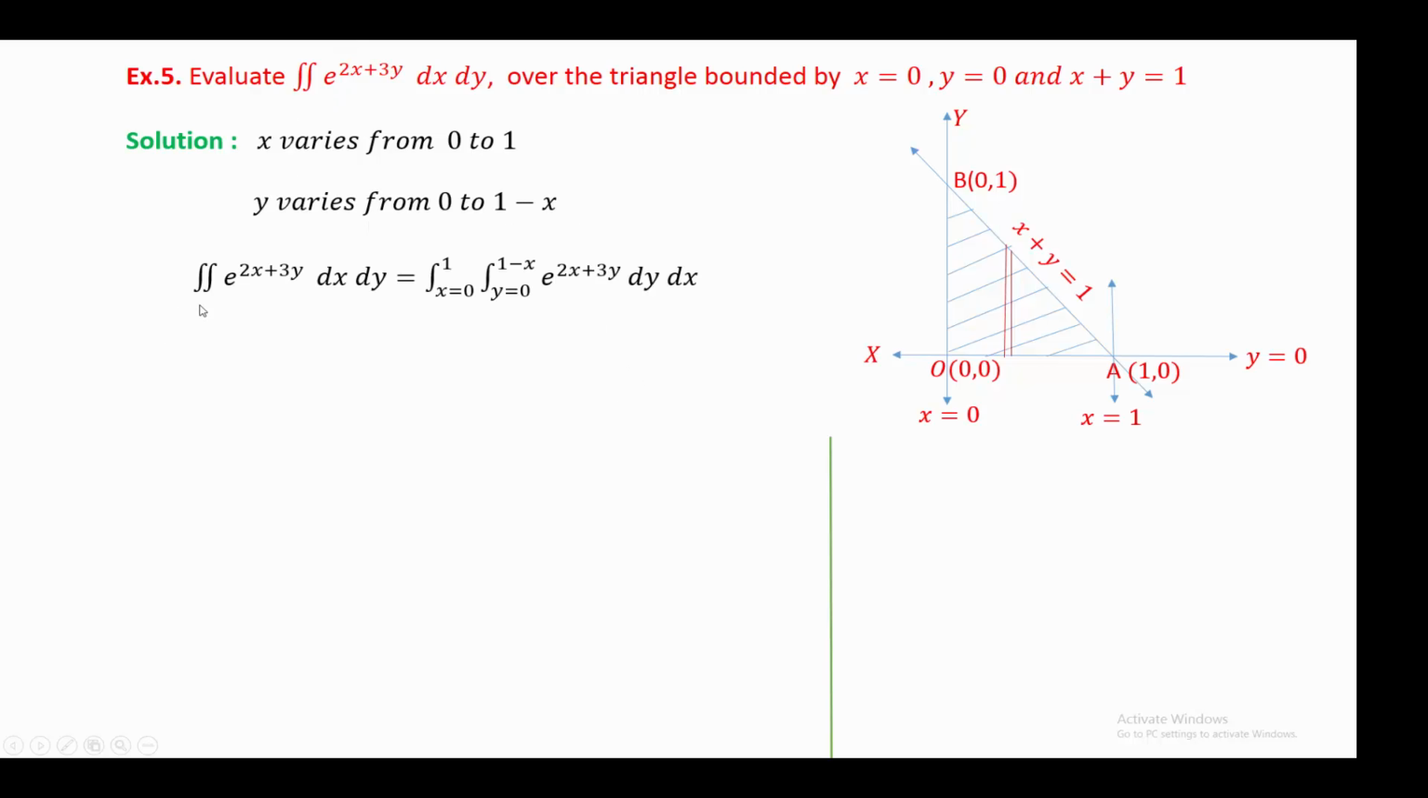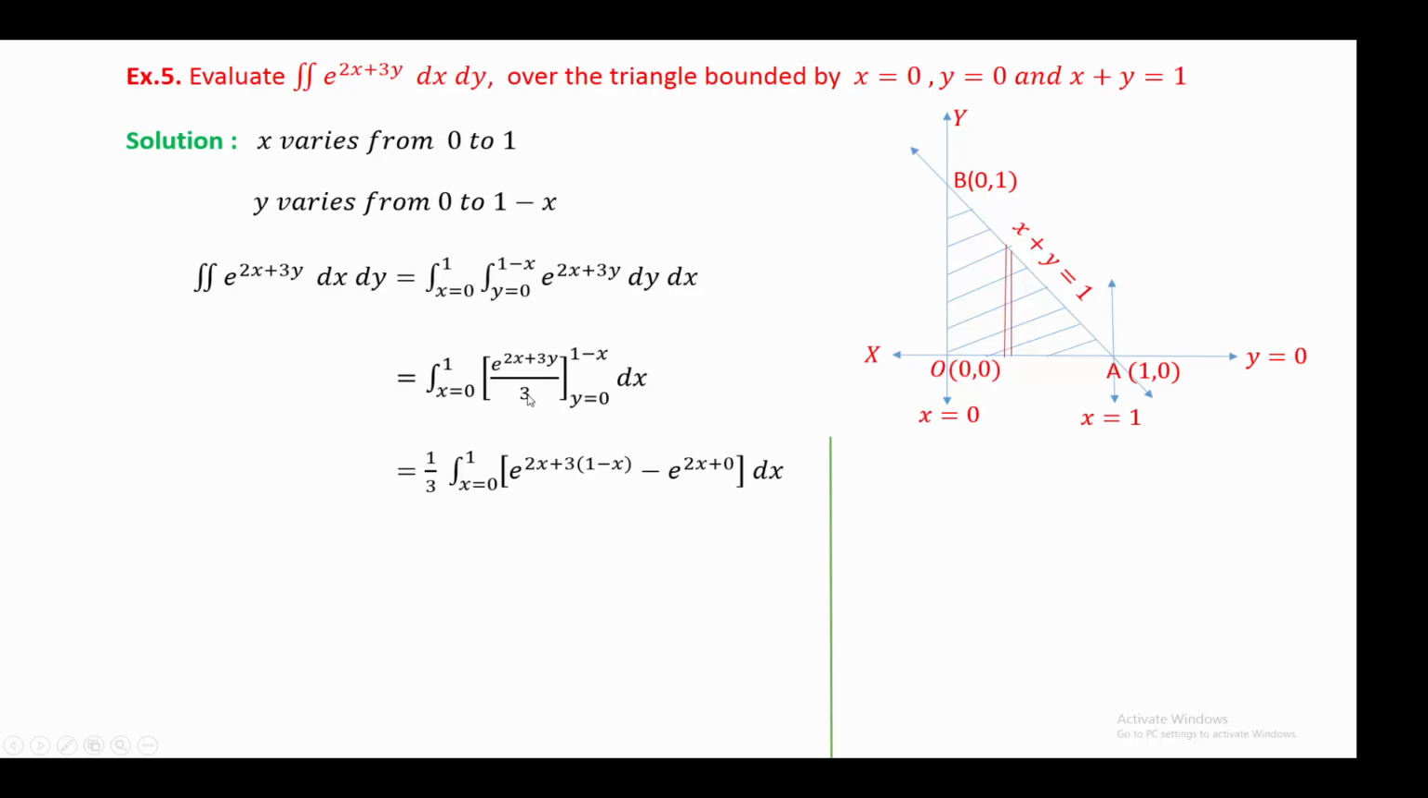Therefore the given double integration e raised to 2x plus 3y dx dy is equal to the integration x varies from 0 to 1, next integration y varies from 0 to 1 minus x, e raised to 2x plus 3y dy dx. Means first is integration with respect to y, so integrate this with respect to y. The integration of e raised to 2x plus 3y is e raised to 2x plus 3y, also divided by the coefficient of y, 3, and y varies from 0 to 1 minus x, dx. Now here first put the value of y as the upper limit 1 minus x, and then put the value of y as the lower limit 0.